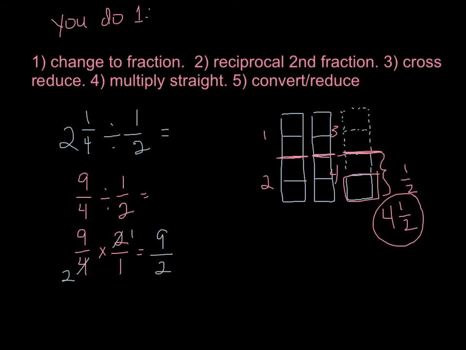Remainder is the numerator. So 2 fits into 9. 2 times 4 is 8. That's as close as I can get without spilling over. And 9 subtract 8 is 1. My remainder is 1. Denominator stays the same. My answer ends up being 4 1/2. So hopefully that's the answer you got on that one.